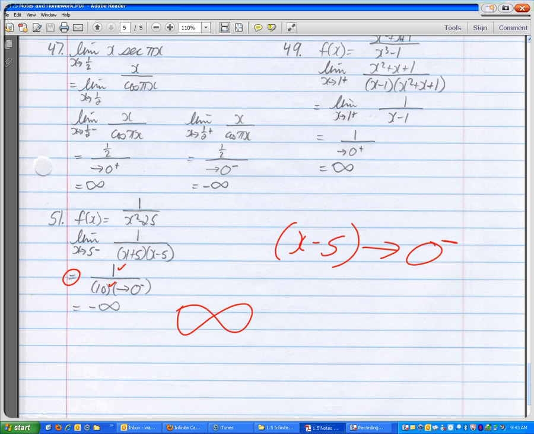Okay? So I've got one positive, another positive, then a negative. Think about it this way. Whenever you're multiplying or dividing, if you have an odd number of negatives, you get a negative, don't you? If you have an even number of negatives, the negative times negative thing or the negative divided by negative thing kicks in, and you get a positive result. So it's negative infinity because this one's negative.